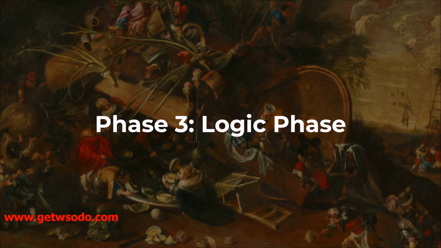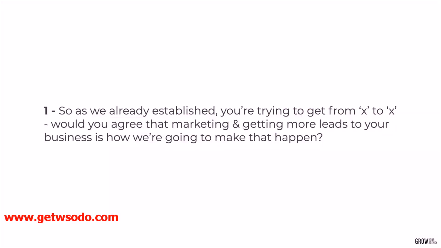Now we're going to move into the logic phase. Here's the general gist of what you're going to say next. As we've already established, you're trying to get from 50,000 a month to 100,000 a month. Now, I'm curious, Sophia, would you agree that marketing and getting more leads to your business is how you're actually going to make that happen? Really, what we're doing here is the business owner has to deal with many different aspects of the business, so once again we want to make it a no-brainer that marketing is the best way to do it. We want them to just say it and admit it themselves.